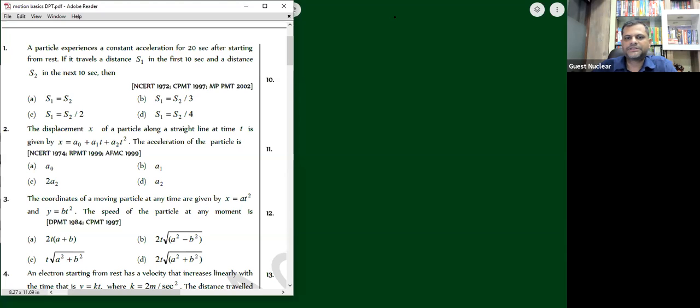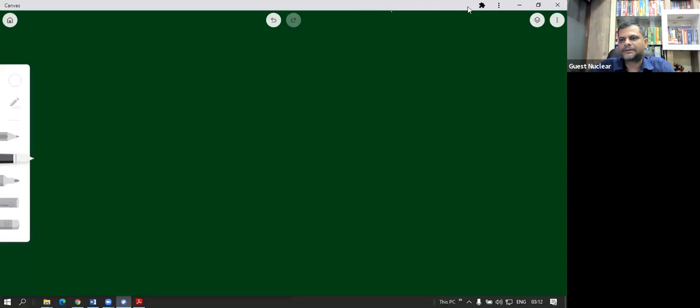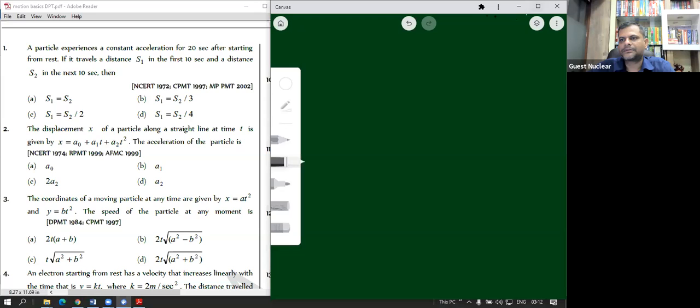Basically, the particle experiences a constant acceleration for 20 seconds after starting from rest. If it travels a distance s1 in the first 10 seconds and distance s2 in the next 10 seconds, what is the relationship between s1 and s2? This is actually a good result too. Look carefully, we have a particle experiencing constant acceleration.